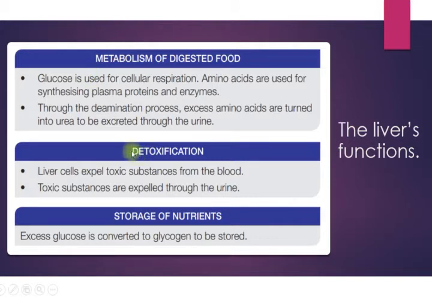Next, the liver in detoxification. Detoxification means removing all the toxins in the blood. So liver cells expel toxic substances from the blood. That is the special function of the liver, because the liver cells expel toxic substances from the blood. It acts as a filter. Toxic substances are expelled through the urine. So that is the liver's function in detoxification.